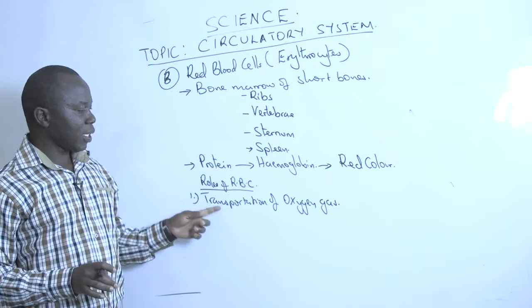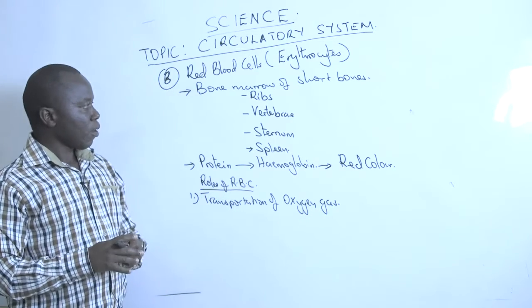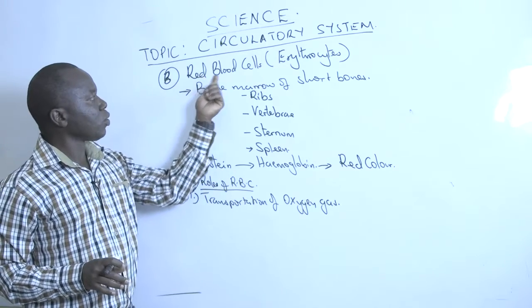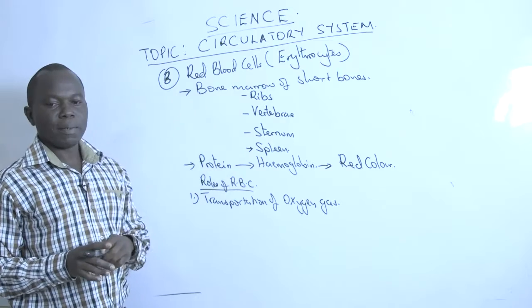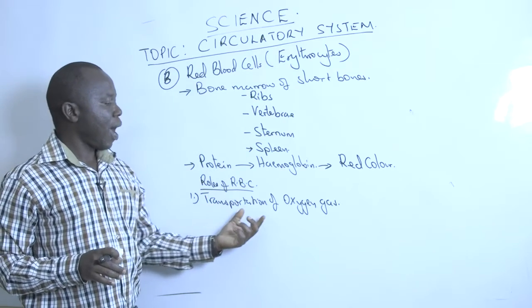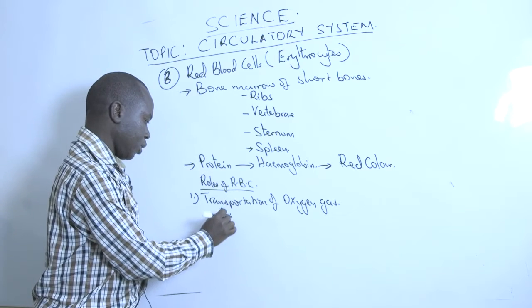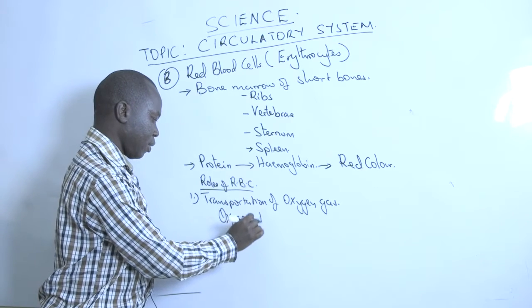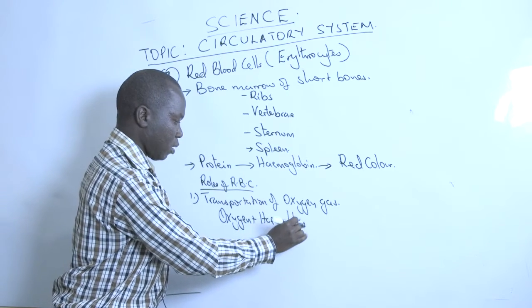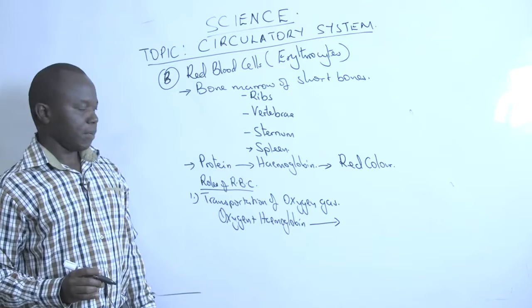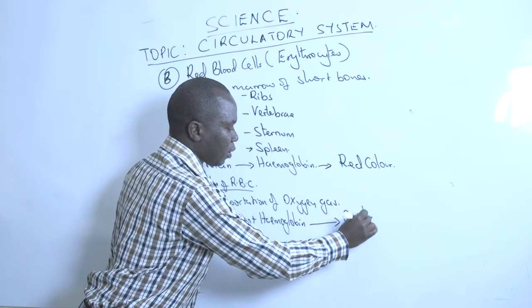But now this gas cannot be transported in gaseous form. When it comes into contact with red blood cells, oxygen diffuses through the cell membrane of red blood cells and combines with hemoglobin. So oxygen combines with hemoglobin, and then it forms an unstable compound called oxyhemoglobin.